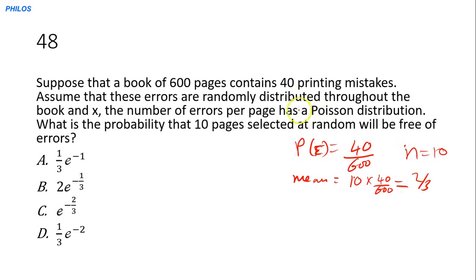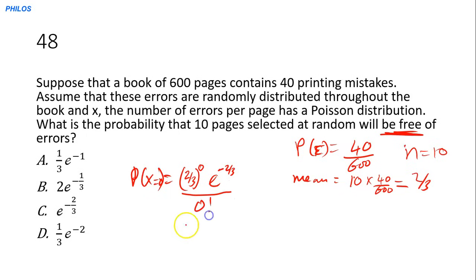So if it is 2 over 3, the question is saying that 10 pages selected at random will be free of error. Free of error means that there will be no error. So probability that x is exactly 0 will be equal to mean, which is 2 over 3 exponent x, which is 0, times e exponent negative mean, all divided by x factorial, which is 0 factorial. So any number exponent 0 will give us 1, times e exponent negative 2 over 3 divided by 0 factorial is 1. So the answer will be e exponent negative 2 over 3, which is C.